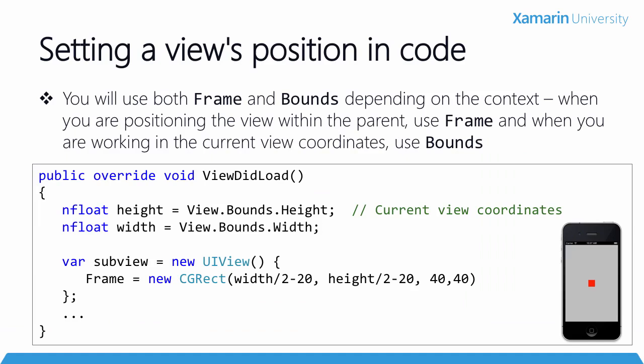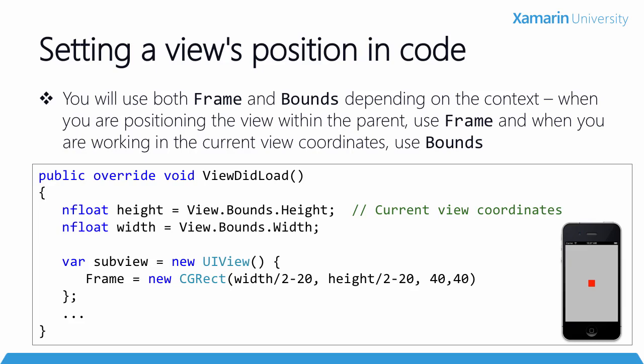So which one do we use? Well, it turns out that you're going to use both of these properties, just in different places. When you're setting a subview's position and size within the parent, then you should always set the frame property. So external to the view itself, you use frame. This is the most common use case, and so you'll tend to rely on frame most of the time.